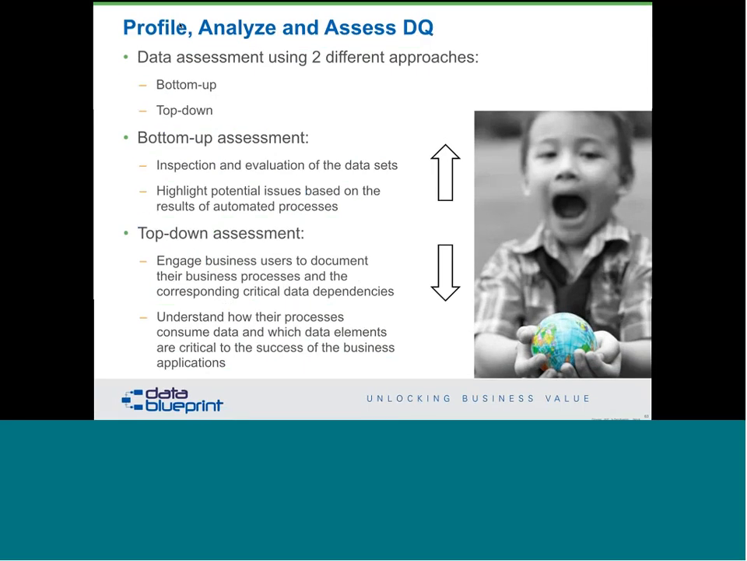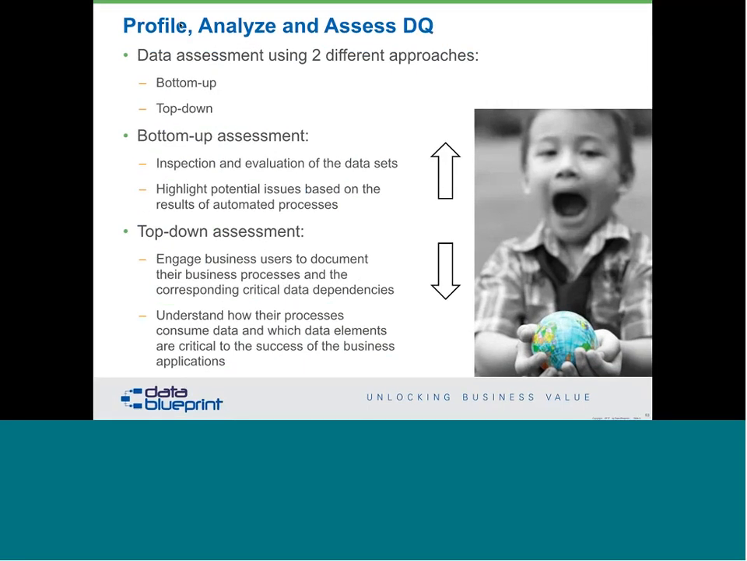trying to talk about. So when we look at this, we're really looking at two different approaches, a bottom-up or a top-down. We've already talked about them a little bit. The bottom-up assessment is specific inspection and evaluation of specific data sets. Nothing wrong with that. It gives you potential issues based on the application, the broadest possible application of automated or more likely semi-automated procedures here. Top-down, however, requires the business users to engage. We may document their business practices, understand critical dependencies, how their processes consume data, and which data elements are critical to the success of those applications.